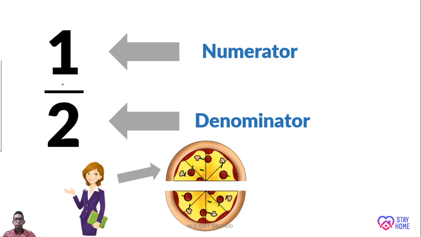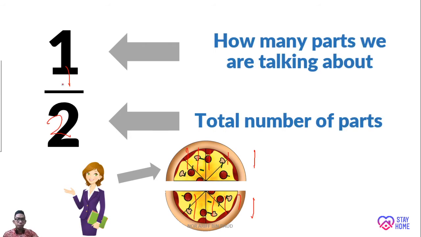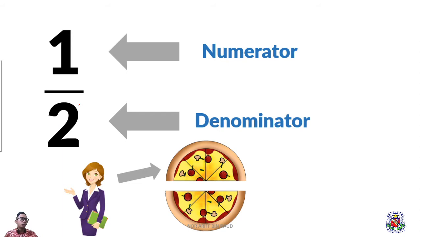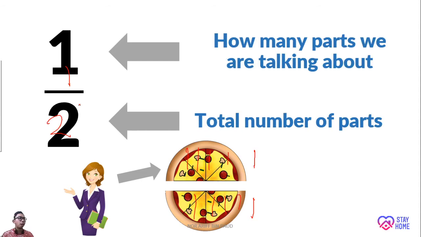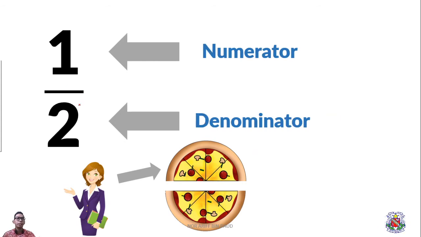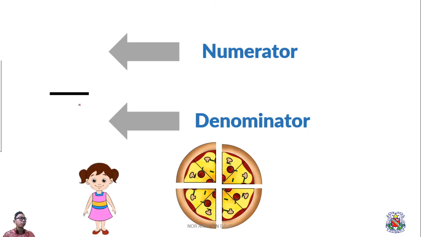Never mind, we go to the next one. Before this, I will teach you: the bottom number is the total number of parts, and we also call it the denominator, and the top one we call the numerator. The denominator is the total number of parts, and the numerator is how many parts we are talking about. Remember, the numerator must be on top and the denominator must be at the bottom.